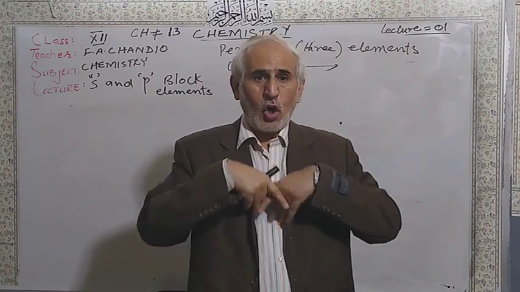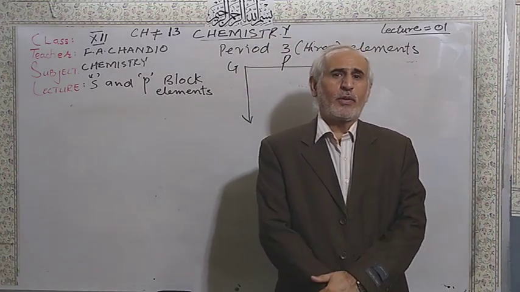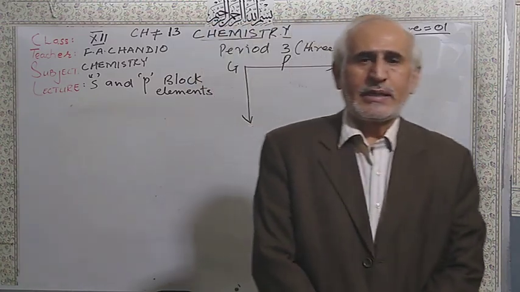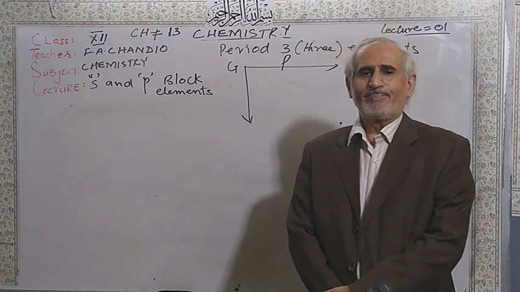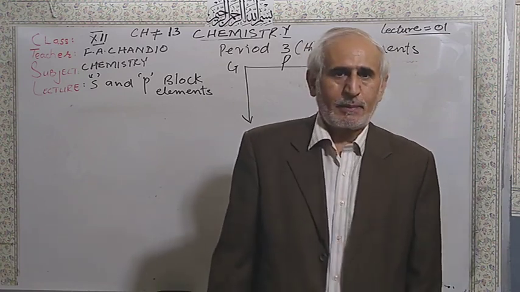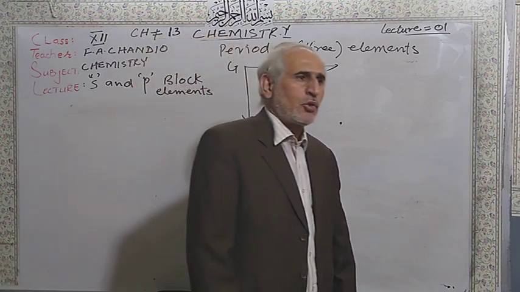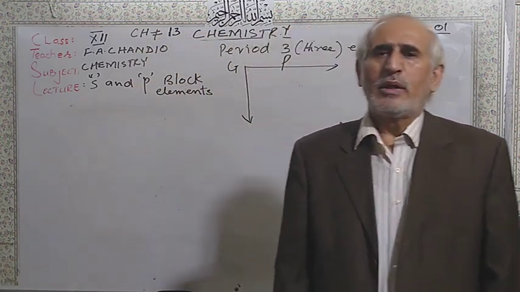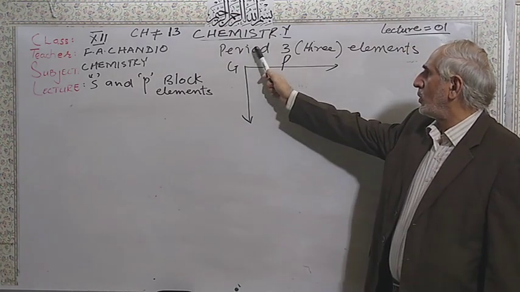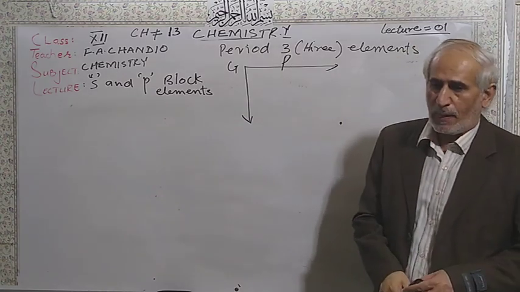There are 7 periods in the periodic table, and in the long form of the periodic table there are 18 groups. If you divide into groups A and B, there are 8 A groups and 8 B groups, so the total is 16, but in the long form there are 18. Here we are going to discuss period 3 elements in the periodic table.